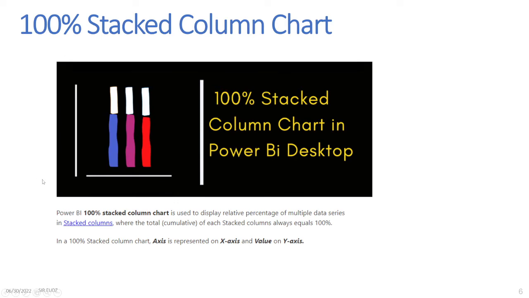The next we have the 100% stack column chart. Power BI 100% stack column chart is used to display the relative percentage of multiple data series in stack columns, where the total or the cumulative total of each stack column always equals 100%. In a 100% stack column chart, axis is represented on the x-axis and value on the y-axis.